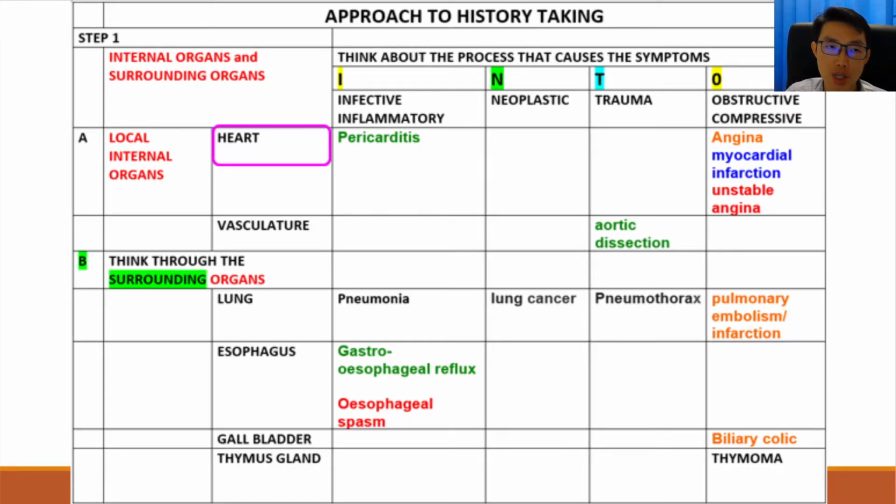So the heart, generally, if somebody who is senior, more elderly, presented with chest pain, you have to think about the obstructive process that affects the coronary artery. So this would include things like angina, unstable angina, and myocardial infarction, essentially a heart attack. Infective process can also affect the heart, mainly pericarditis, which can also present with chest pain.